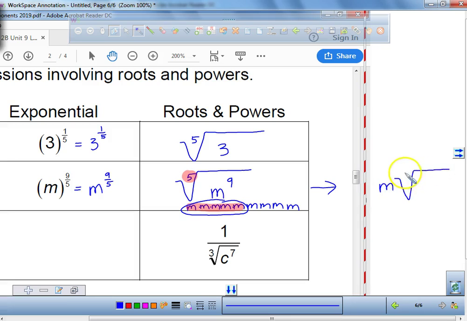It's n times the fifth root of n, and how many do we have left in there that weren't able to come out? The power of 4. This is your final simplified answer. So this is where, when you change it from a rational exponent to a radical, sometimes you have to simplify it just a little bit more.